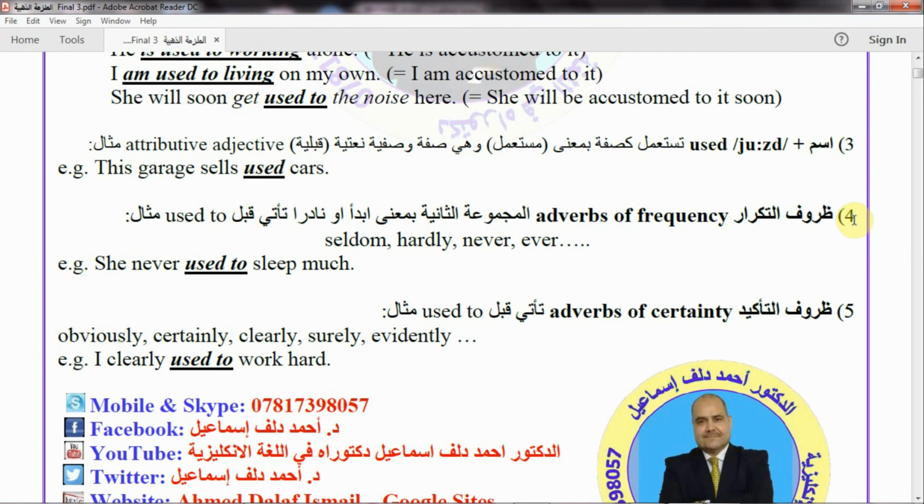Note number 4، ملاحظة رقم 4: adverbs of frequency, the second group that means never or rarely, comes before used to. ظروف التكرار المجموعة الثانية اللي معناها أبدا أو نادرا تأتي قبل used to، وأيضا هاي موضوع الظروف ناقشته بدرس كامل على اليوتيوب، وأنواع الظروف وقسمناها على مجاميع. هاي ظروف التكرار تأتي قبل used to، منها seldom, hardly, never, ever. ناخذ مثال: she never used to sleep much.